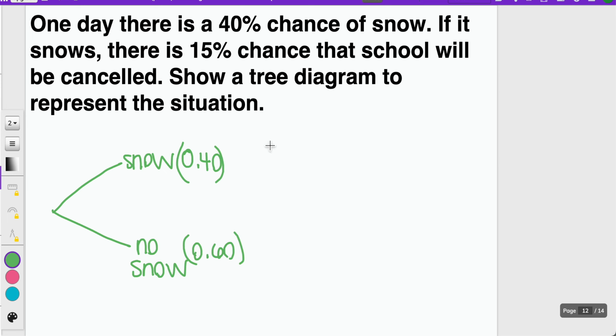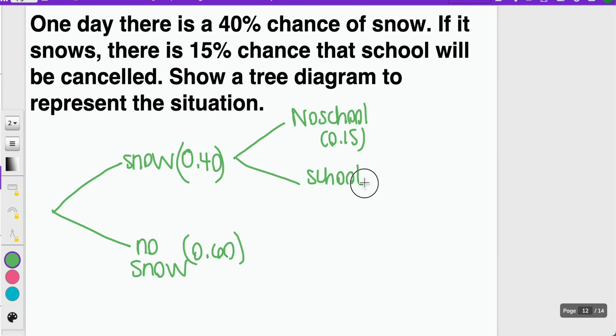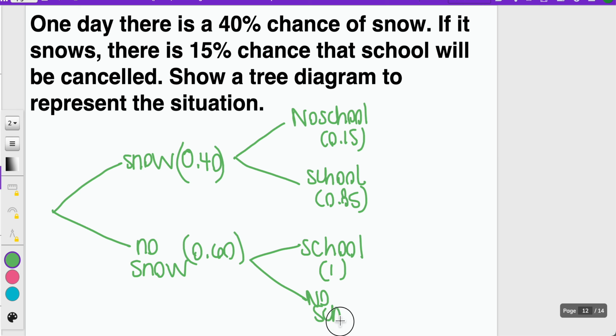Okay? Now, if it does snow, there's a 15% chance that school will be canceled. So no school, which is 0.15, which means if it does snow, there's an 85% chance that there is school. Okay? Now, if there's no snow, you're going to have school. And that is 100% chance. Whereas no school, we're just going to say 0.